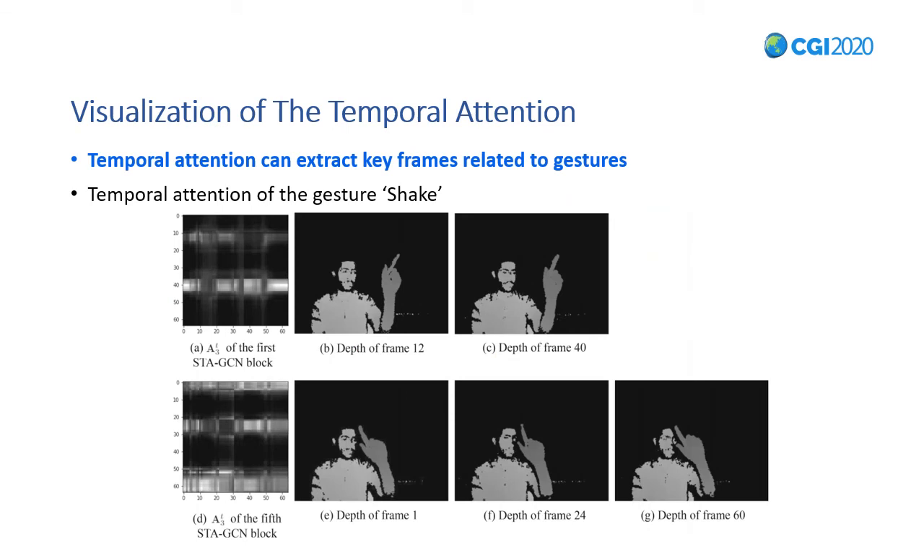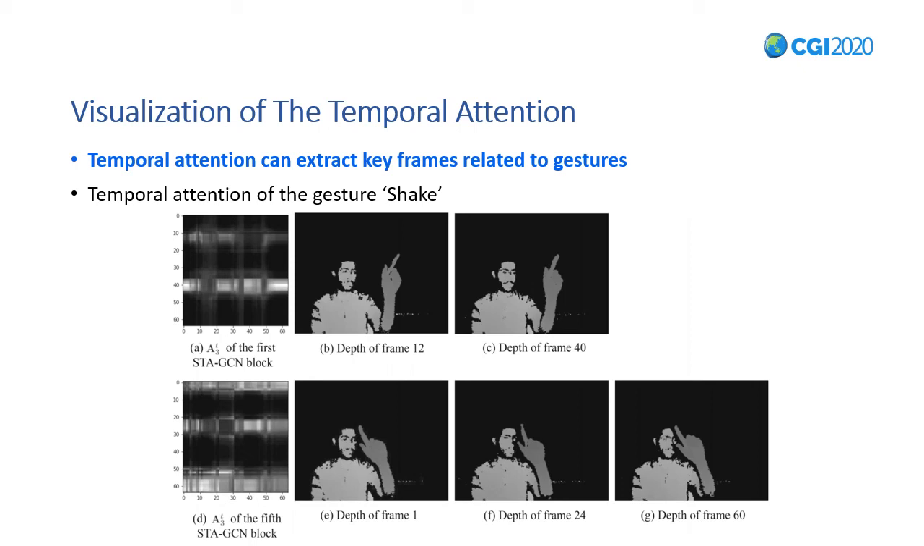To illustrate the effectiveness of our proposed temporal attention, we conducted a visualization analysis on temporal attention. The figure shows temporal attention of the gesture shake. Figure A and Figure D show temporal attention matrices of the first and fifth STA-GCN block. Since we sampled 64 frames from all videos, temporal attention matrices are of the size 64 multiplied by 64. From figure A, we can see that frame 12 and frame 40 have strong connection with the other frames.